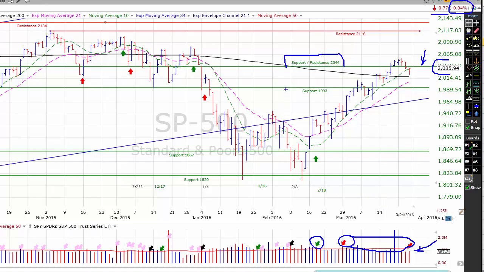Right now, the S&P 500 is bracketed by support down here in the 1993 range and resistance up here in the 2044 area. Again, we are on a confirmed uptrend. Our market timing model is on a buy signal.